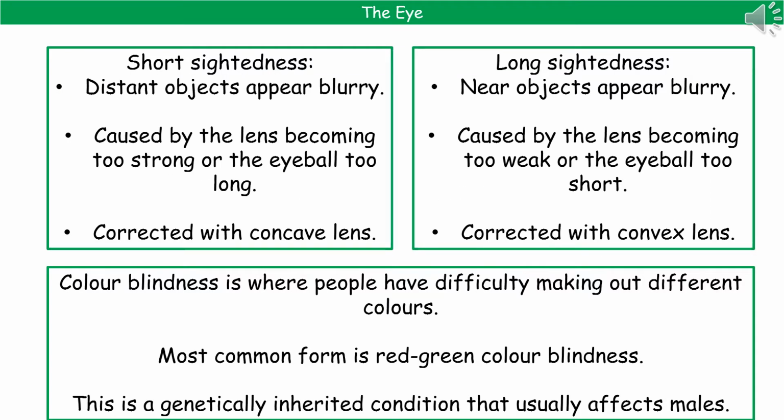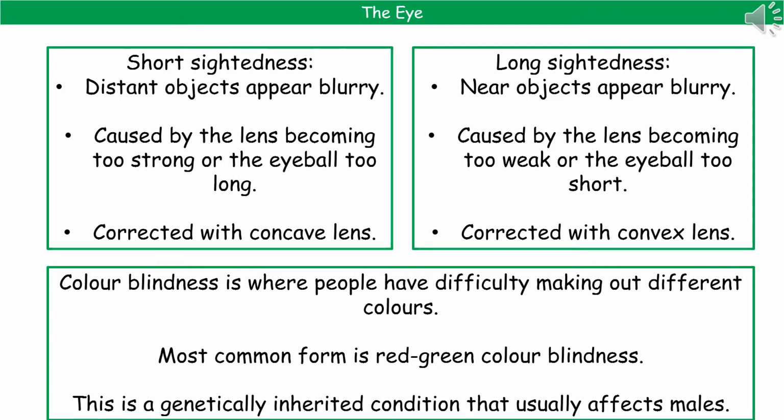There are 3 key problems associated with our vision we need to know about. Short-sightedness, which is where distant objects appear blurry, and this is caused by the lens becoming too strong or the eyeball too long, and we correct it with a concave lens. Long-sightedness is where near objects appear blurry, and that's caused by the lens becoming too weak or the eyeball too short, and we correct that with a convex lens.